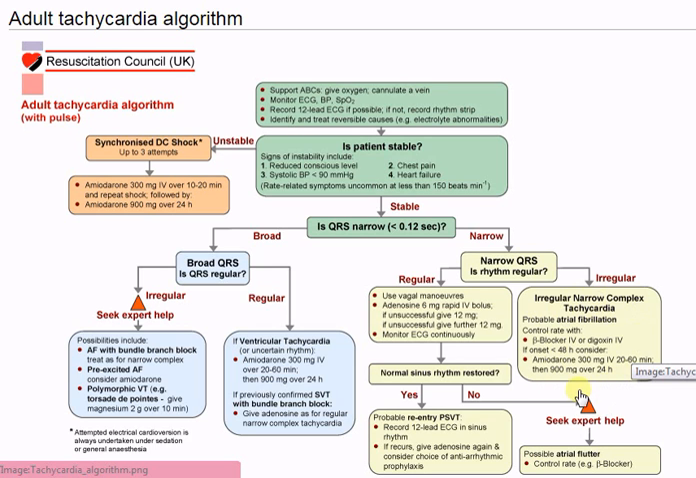But in the situation where the onset of the patient's AFib is over 24 hours, you can use beta blocker or digoxin. What you need to use, you give them amiodarone.